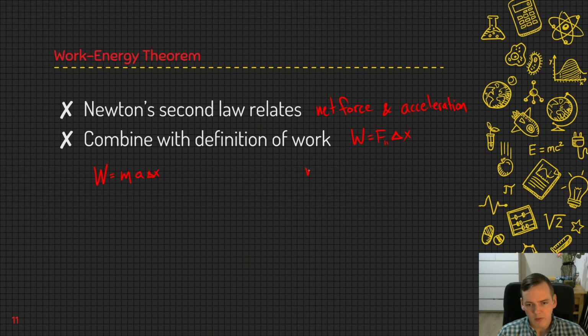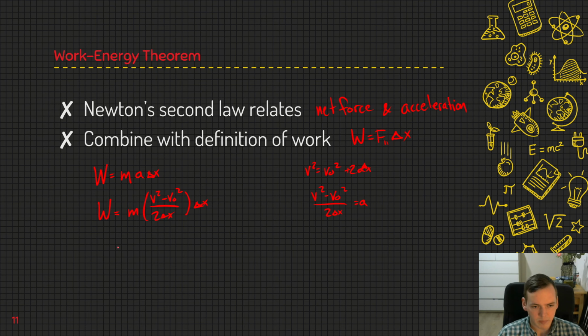And if we remember that v squared equals v naught squared plus 2a delta x, we can solve that for a and get v squared minus v naught squared all over 2 delta x is equal to a. Plug that in back over here. Work equals mass times v squared minus v naught squared over 2 delta x times delta x. The delta x's will cancel.